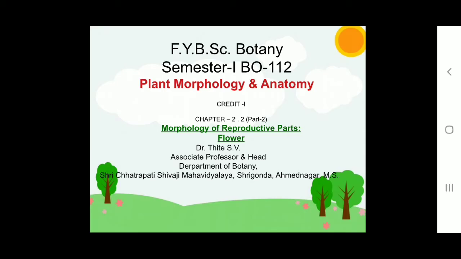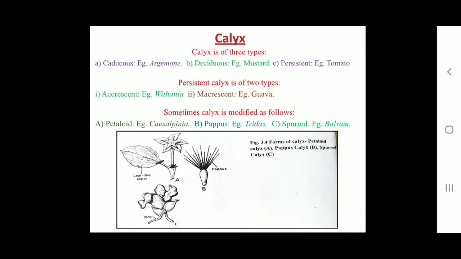Now we are going to start the second part in this topic, that is flower. In the last topic, we studied the insertion of the floral leaves on the thalamus, and according to this, there are hypogynous, perigynous, and epigynous flowers. Then after that we must see the next point in this chapter, that is merous condition.